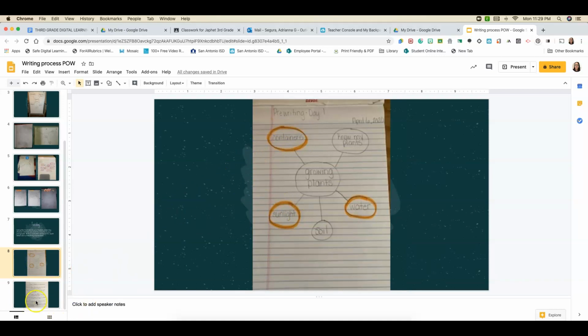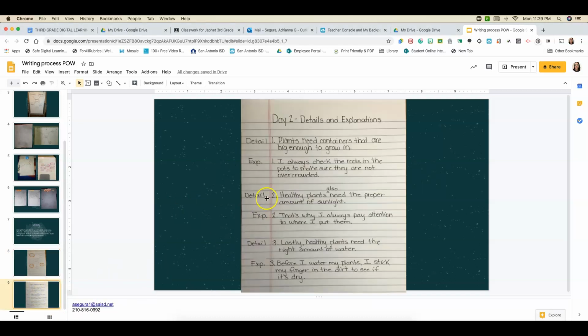Okay, my second detail, sunlight. Okay, so detail 2. Healthy plants also need the proper amount of sunlight. My explanation that matches my detail says, that's why I always pay attention to where I put them. Now, as you can see, I left out a word and I just went ahead and added a caret and wrote the word above the caret.